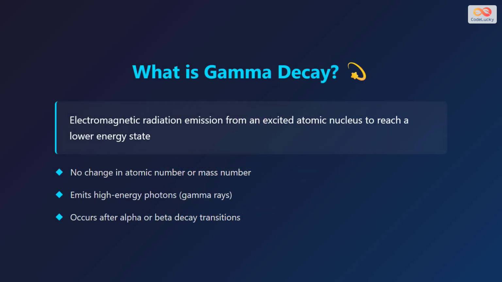Gamma decay is the emission of electromagnetic radiation from an excited atomic nucleus as it transitions to a lower energy state. Unlike other forms of radioactive decay, gamma decay does not change the atomic number or mass number of the nucleus. The nucleus simply releases high-energy photons called gamma rays. This typically occurs after alpha or beta decay, when the resulting nucleus is left in an excited state and needs to release excess energy.